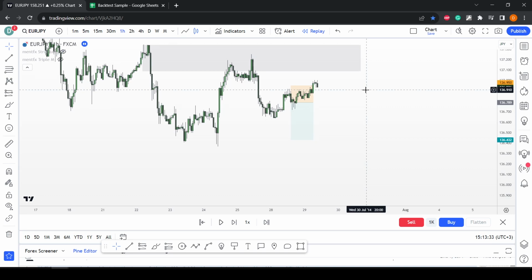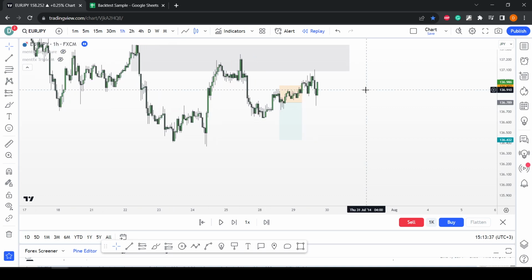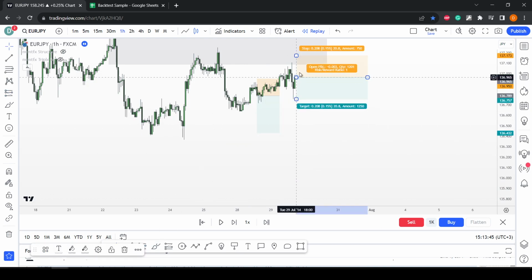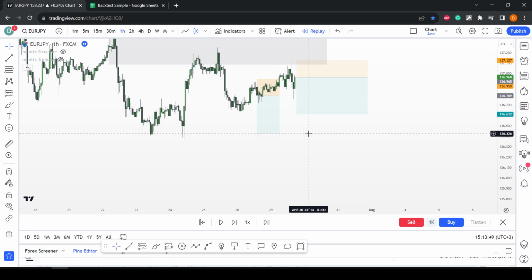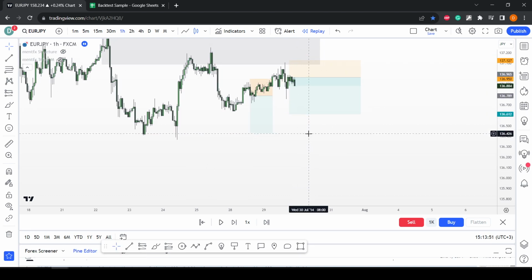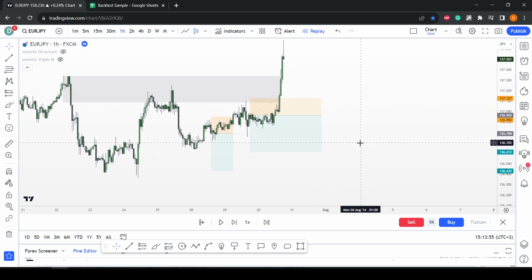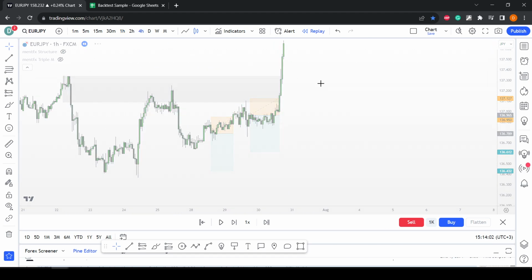So again, waiting for some indication of bearishness, something like this and like this. And now we can just continue from here. Okay, so the zone is not holding anymore, so 2 losers in this range is okay.